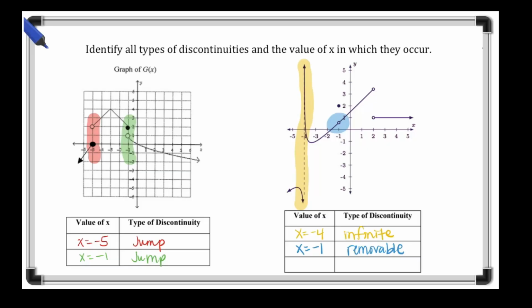And last but not least, it looks like right where x is 2, we have a jump discontinuity. Continuing my function, I got to get from one value, jump to another value where it would continue on.